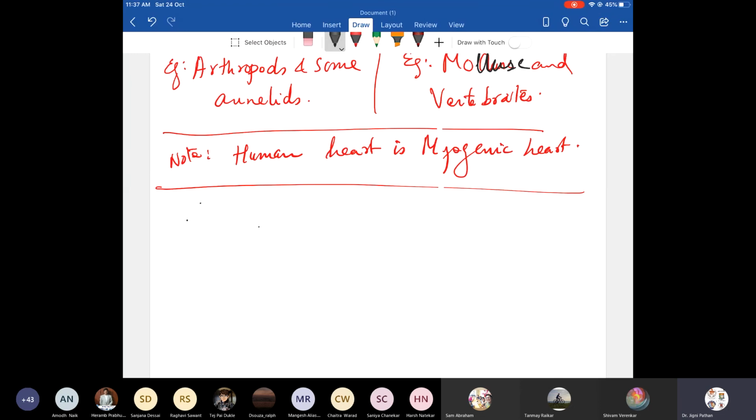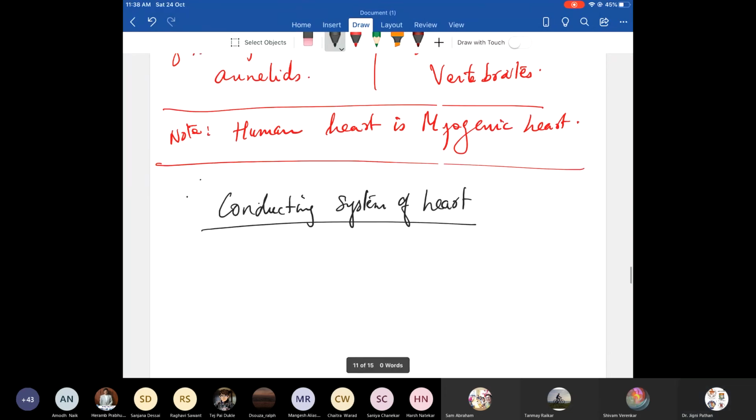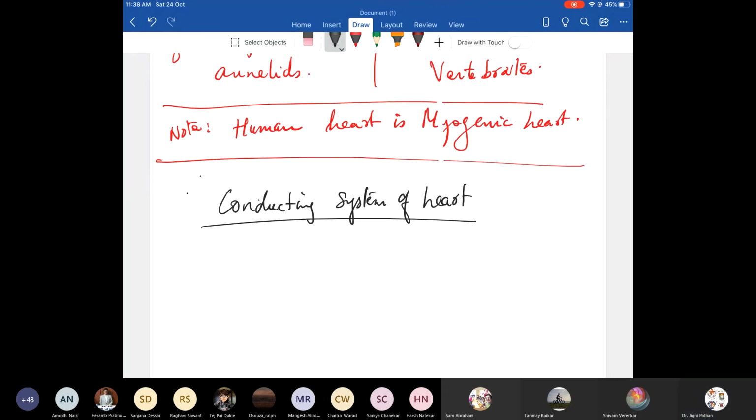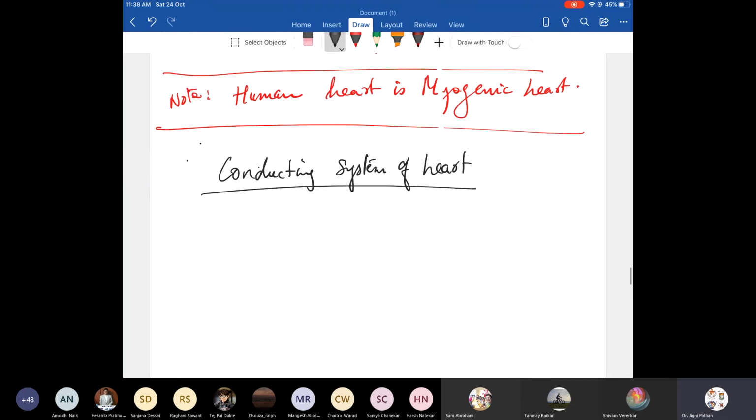One, two, three. Conducting system of heart. Let us draw this.